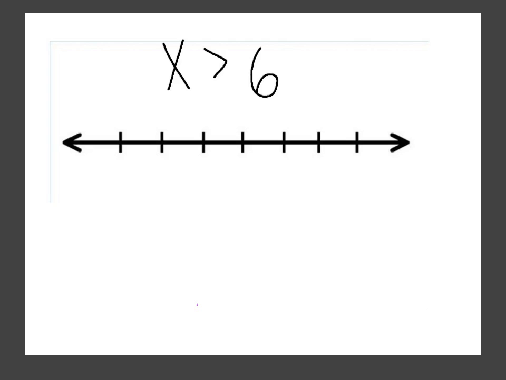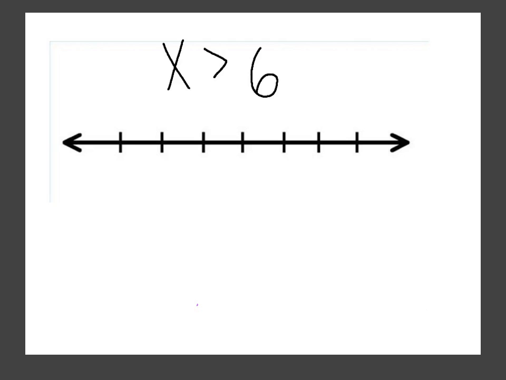Well, when I look at my inequality, this side would be the fat side, and that's the side that the x is on, which tells me x needs to be bigger than 6. So for example, it could be 7, because 7 is bigger than 6. Or it could be 8, because 8 is bigger than 6. Any of those numbers that are bigger than 6 would work.